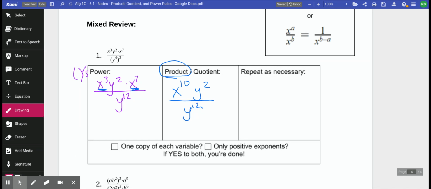Okay, the last thing we're going to do is our quotient rule. So I have a y on the top, y on the bottom, right? We're looking for those same bases. So I'm going to do 12 minus 2 and cross that guy out. So our last step is just to rewrite. So x to the 10th over y to the 10th, and we're done. There's one copy of each variable. There's only positive exponents. We are good to go.